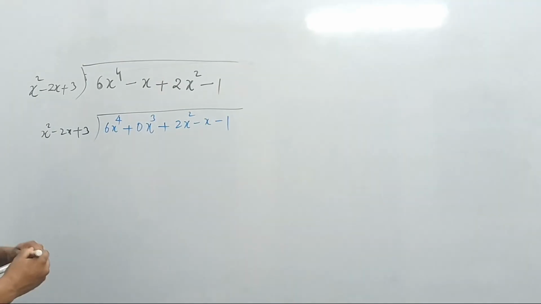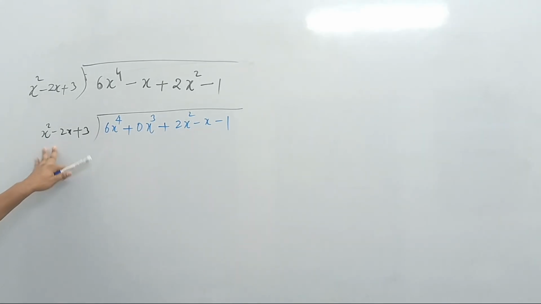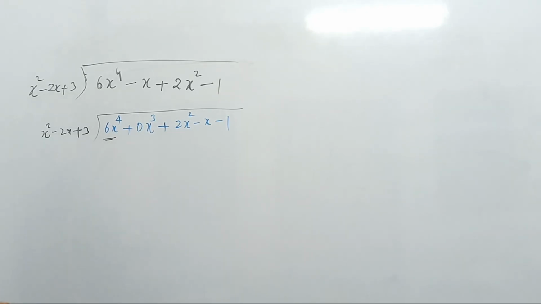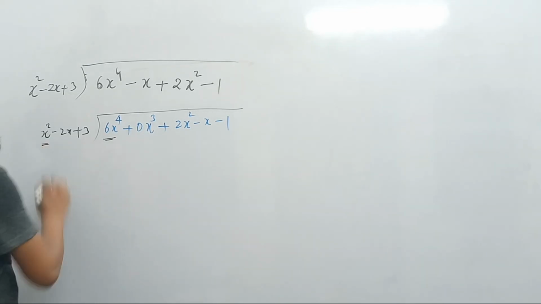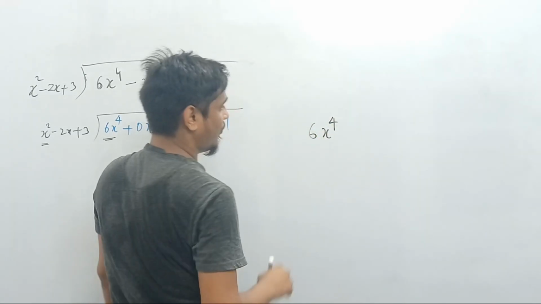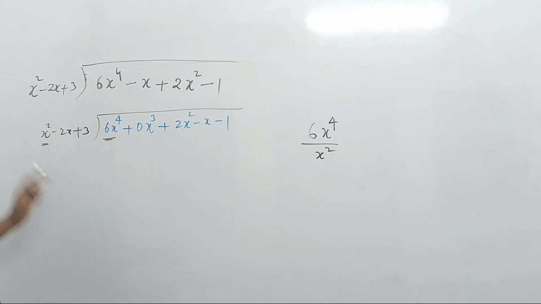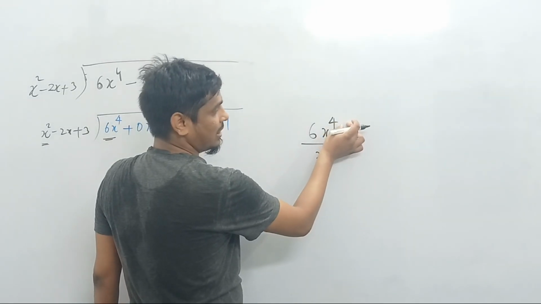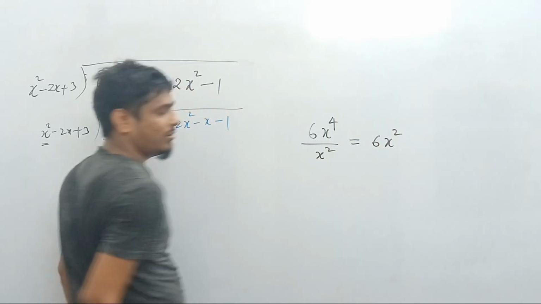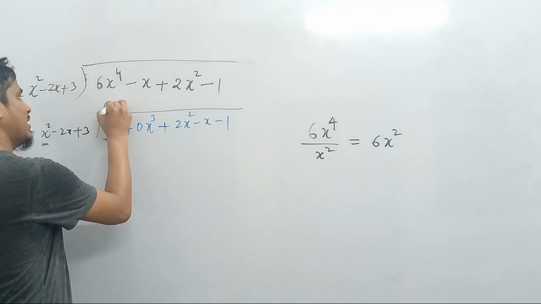Now in order to divide this biquadratic by this quadratic, we just need to look at the leading term. The leading term is 6x^4 and the leading term of the divisor is x^2. So dividing 6x^4 by the first term of the divisor, x^2, x^2 cancels with x^4 as x^2, and we get 6 times x^2. So we can write this as 6x^2.